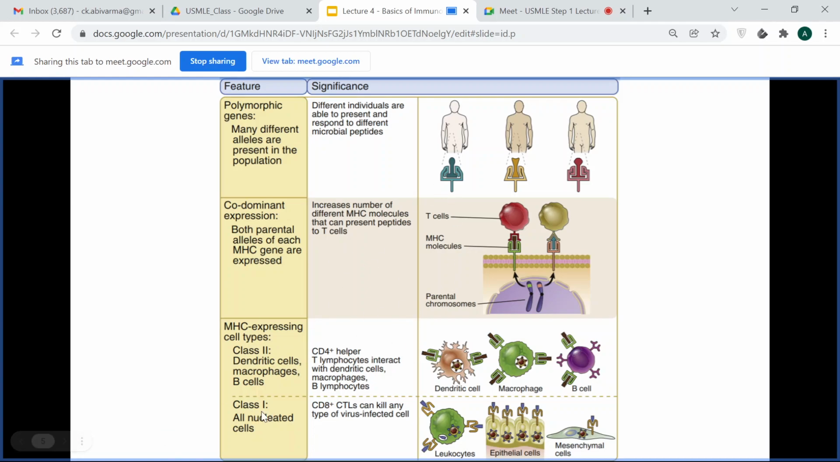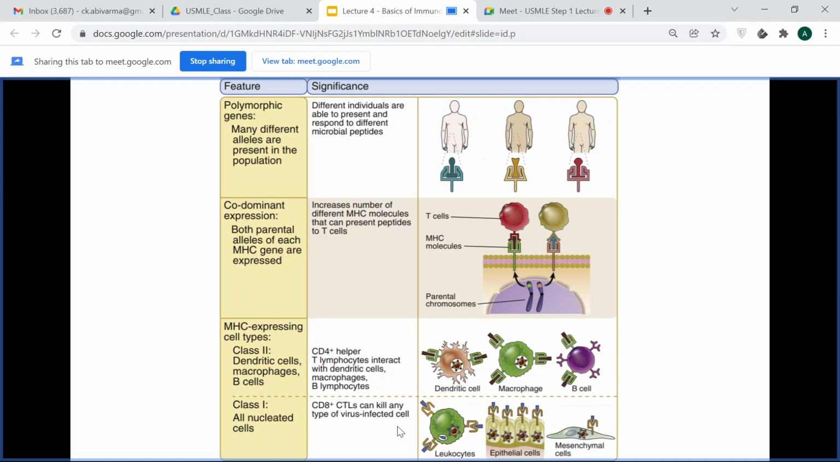So class 1, all nucleated cells. The only exceptions for now are RBCs, maybe platelets, but every other nucleated cell has MHC class 1 expression on its cell membrane. What this means is that some of our T cells come in, because the main function of these MHC molecules is to present some kind of a peptide in their receptor, so that T cells can come and recognize them. MHC class 1 usually presents to CD8 T cells.